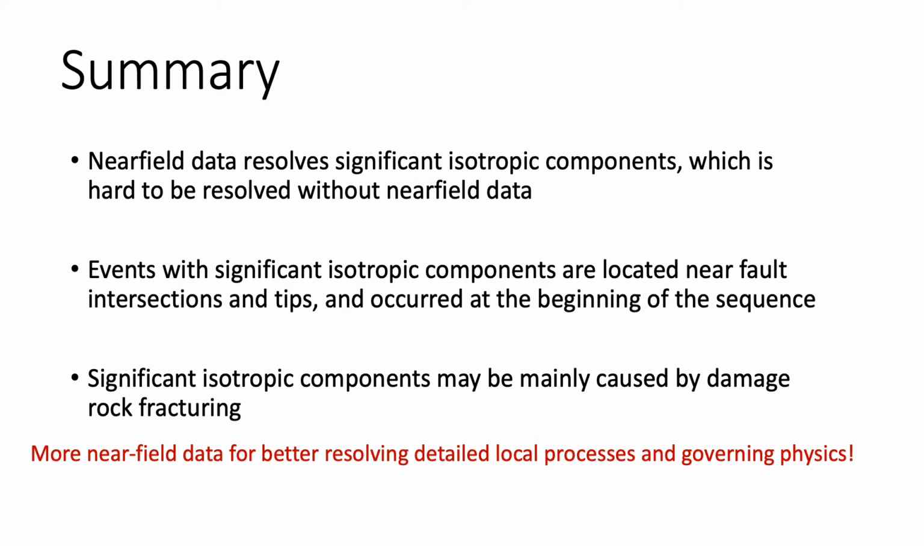Here are the summaries. We have resolved significant isotropic components, which is hard to be resolved without near-field data. Events with significant isotropic components are located near fault intersections and tips, and occurred at the beginning of the sequence. The significant isotropic components may be mainly caused by damaged rock fracturing. The results highlight the necessity of using more near-field data for better resolving detailed local processes and governing physics. Thank you.